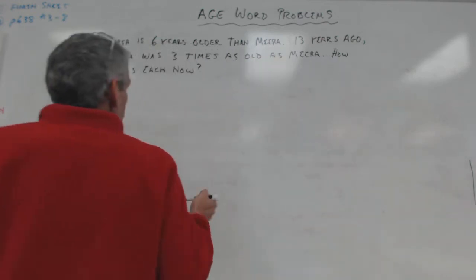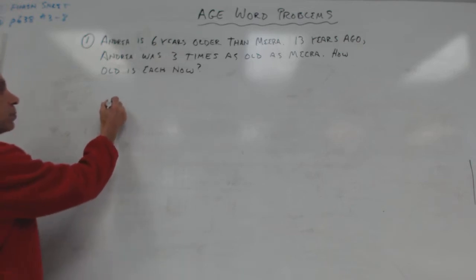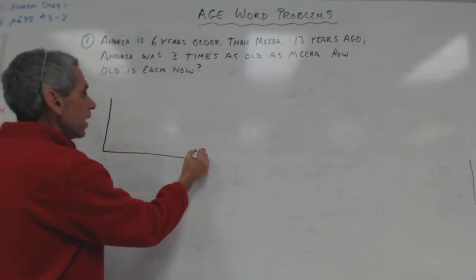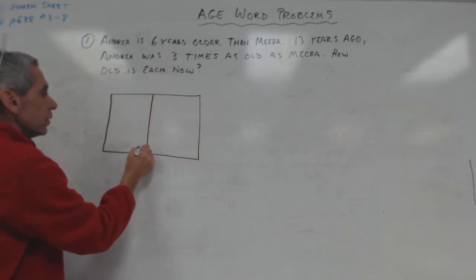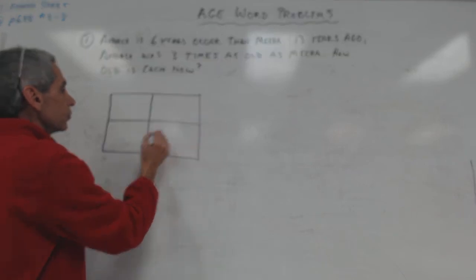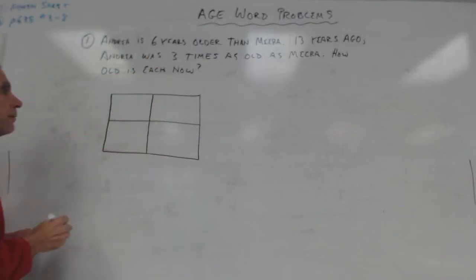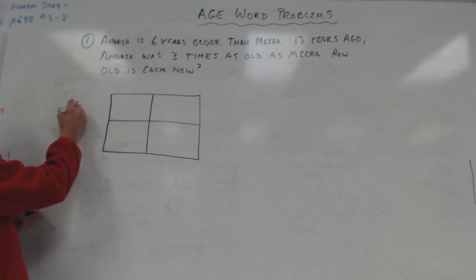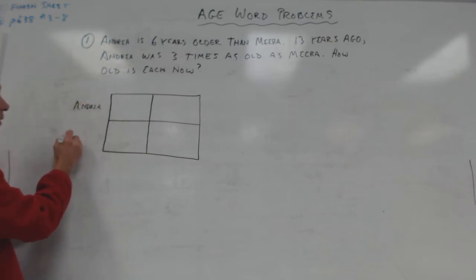All right. So what I'm going to suggest is that we create a box. And this box is going to have 2 columns and 2 rows. These are rows and these are columns. Okay? And for each row, I'm going to have the name of the person. So I've got Andrea and I have Mira, right?